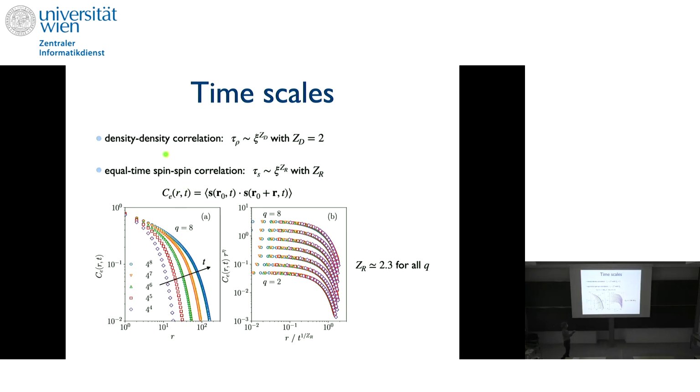Okay? So in order to measure this correlation, I measure the equal time spin correlation functions starting from the disordered state. Initially, this correlation function decays very fast, but as time goes on, the correlation builds up. Okay? From the scaling plot, I divide by t to some power, and then I have a very nice data collapse. And this analysis shows that spin-spin correlation has a time scale described by this relaxation time, which is around 2.3 for all values of Q. So definitely this value is larger than this value. Okay? The spin correlation propagation is a slower process than the density propagation.